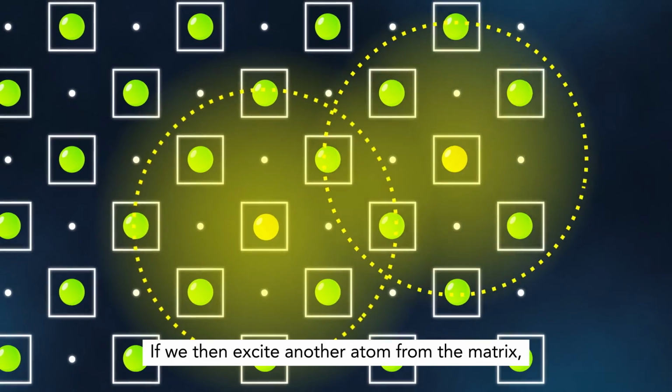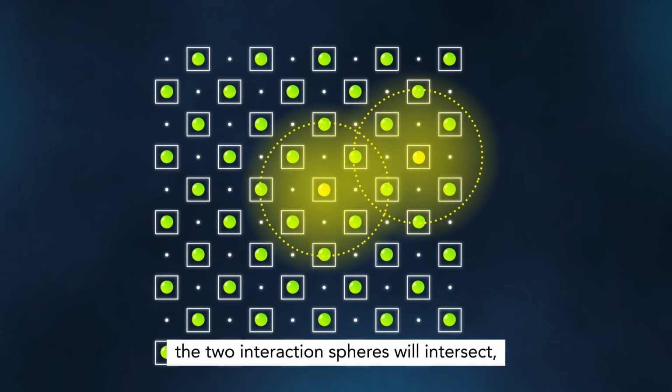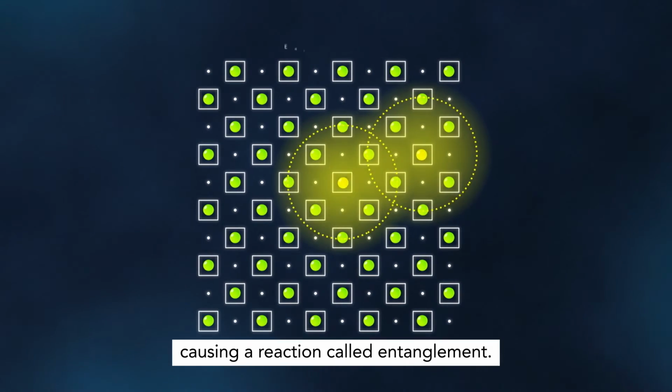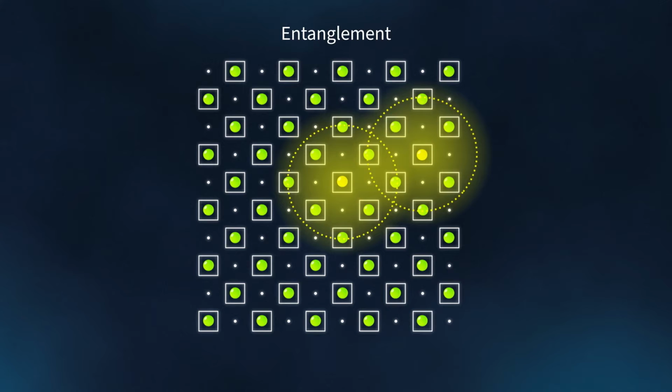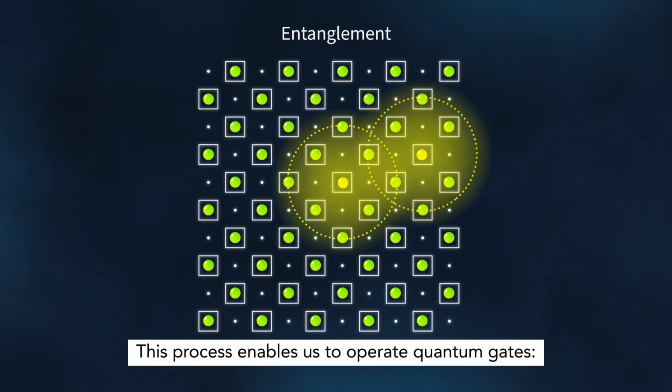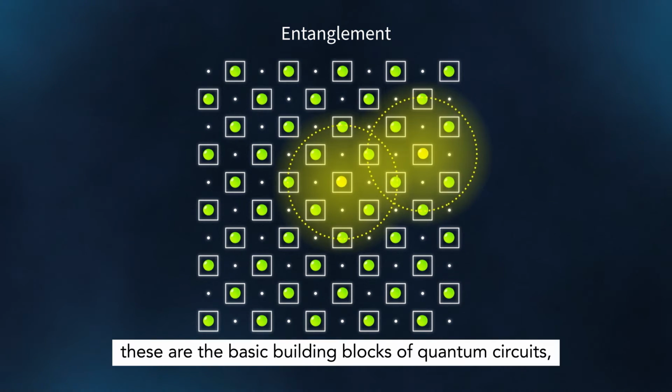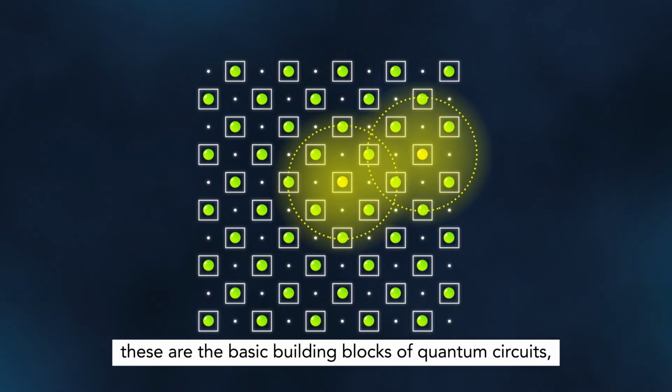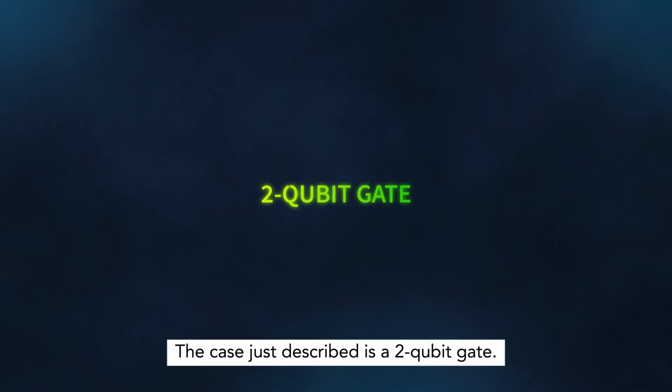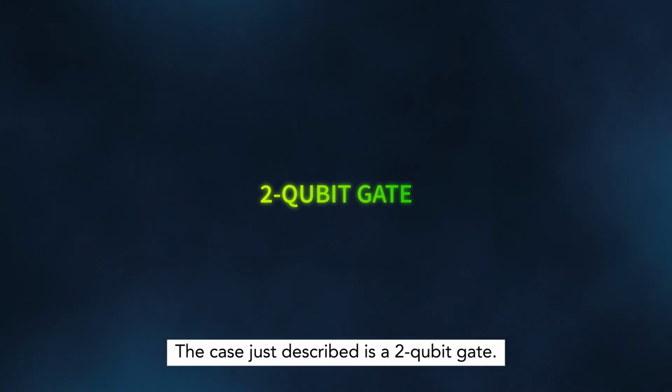If we then excite another atom from the matrix, the two interaction spheres will intersect, causing a reaction called entanglement. This process enables us to operate quantum gates. These are the basic building blocks of quantum circuits, used to perform computations. The case just described is a 2-qubit gate.